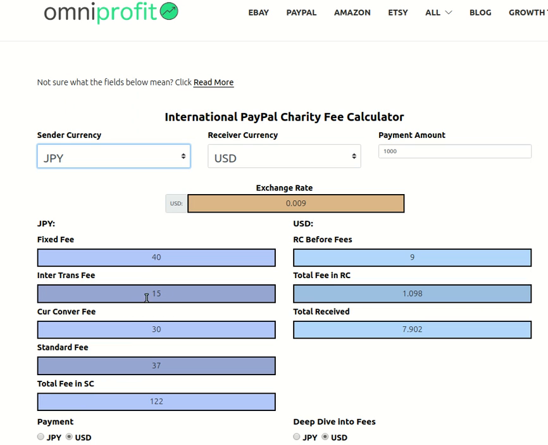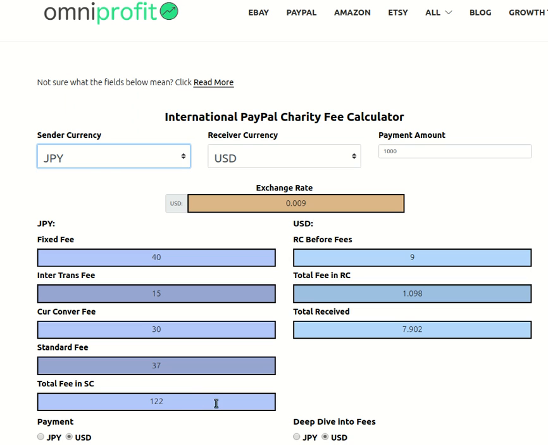Here is an international transaction fee. That's what this stands for. And it's 1.5%. Our payment amount was 1,000, and so the international transaction fee is 1.5% or 15 yen. The currency conversion fee is what this stands for here, it's 3%, and that's when PayPal has to do any currency conversions. The last fee is what PayPal charges for all currencies. It's percentage based. It's 3.7% of the payment amount.